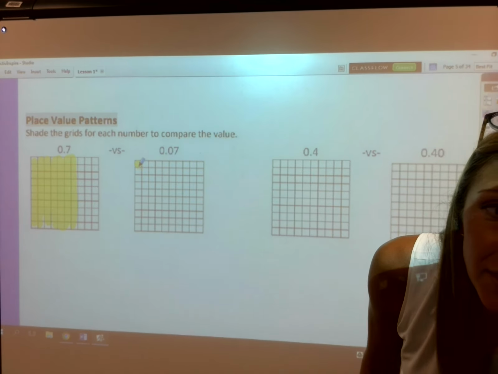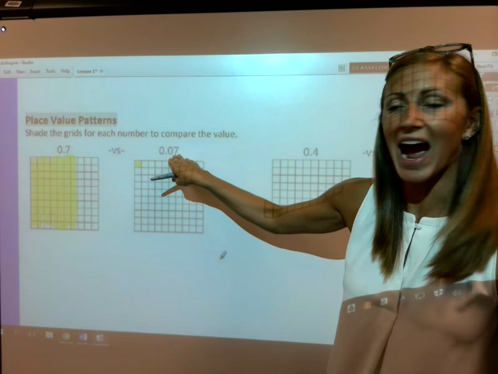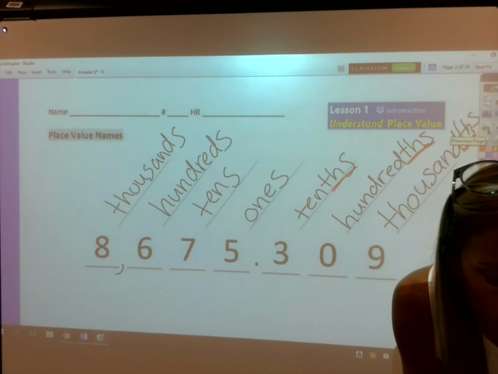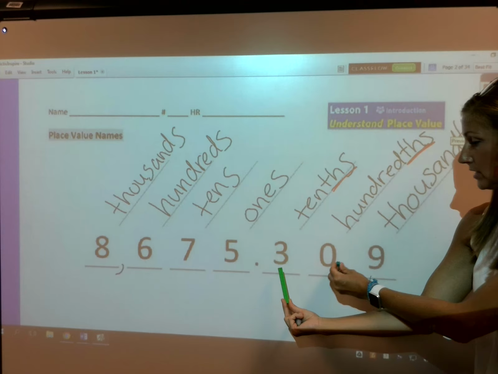Okay. Now, what's interesting is this one can look bigger because it has more digits there. This one looks smaller because there's not as many digits, but look at the actual value. Technically you have 70 hundredths in 7/10 being the same thing. So this one, even though it looks smaller, value-wise, its place value is bigger. So if we go back to our place value, as we move to the right, the value gets smaller. We went from tenths to hundredths.